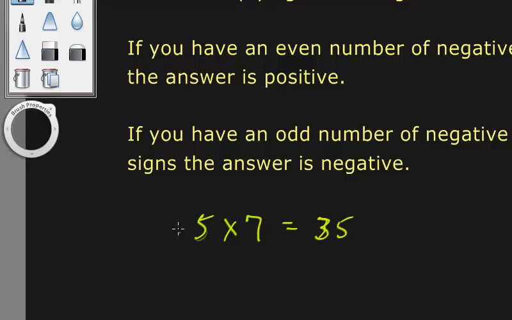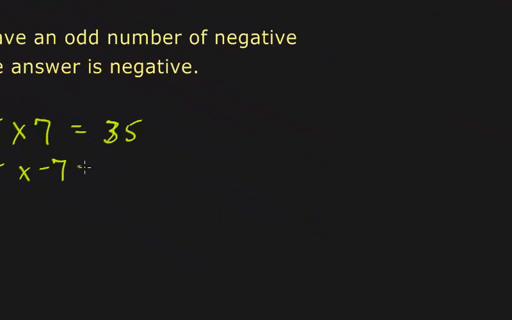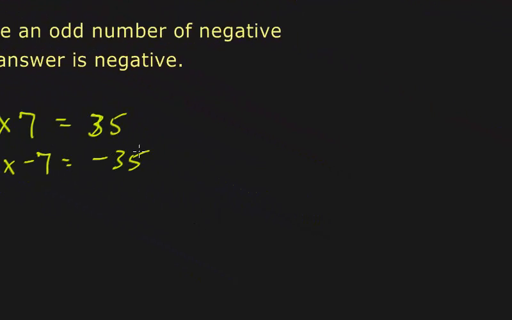35. And it's positive because the rule here says if I have an even number of negative signs, the answer is positive. And I have 0, and 0 is considered to be an even number. But if I have 5 times negative 7, that would be negative 35. Or if I had negative 5 times positive 7, that would also be negative 35. Because if I have an odd number of negative signs, the answer is negative.